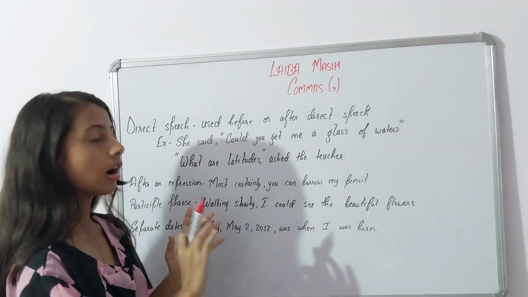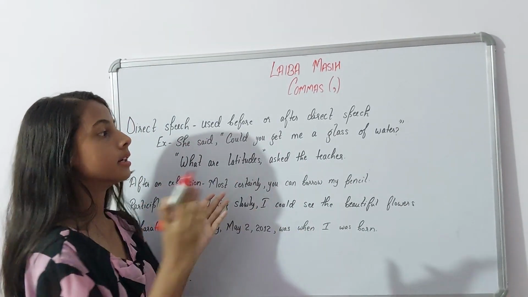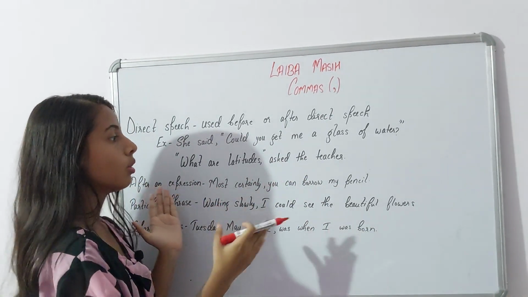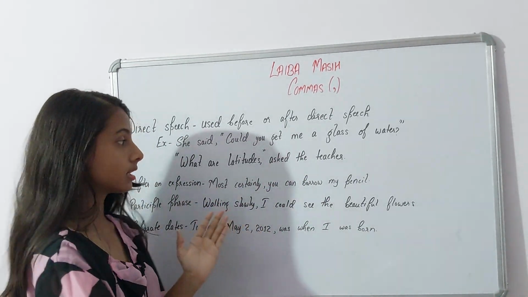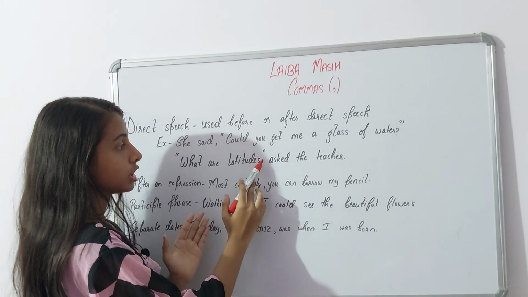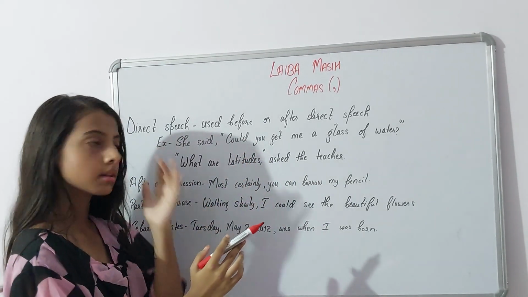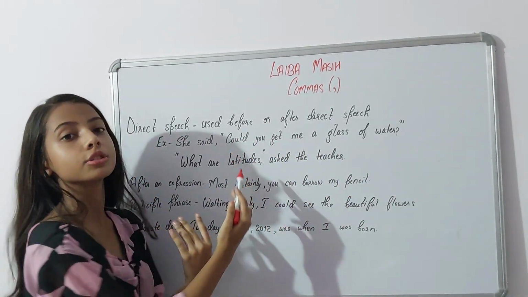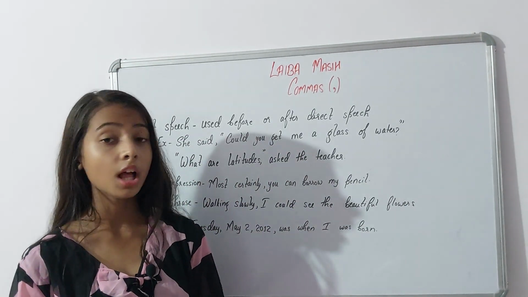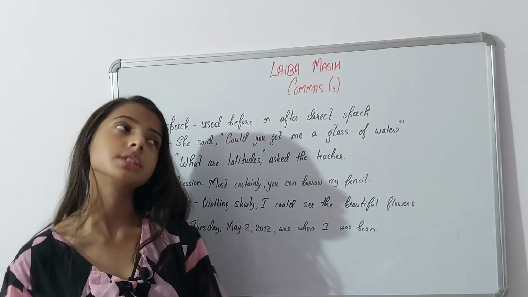So here it's also direct speech, but the spoken sentence is coming first and then the subject comes later. Here the comma is used inside the quotation marks, and here it is used outside the quotation marks. So you have to be careful while using commas in direct speech too.